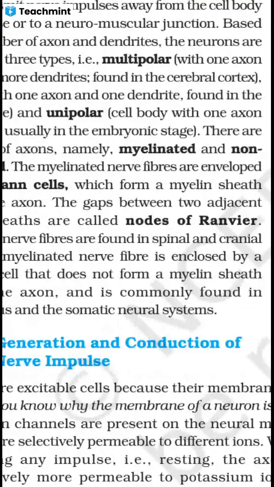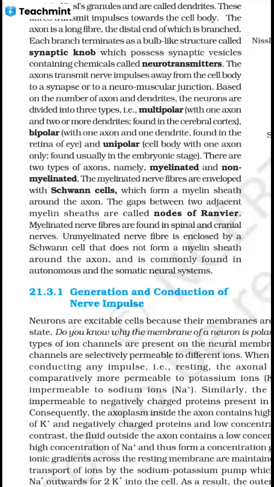Okay, the axon transmits the nerve impulses away from the cell body to a synapse or a neuromuscular junction. Means if axon has to transmit the nerve impulse from the cell body, there are two places it will transmit that signal. First one is your synapse. Synapse is particularly the gap between the two neurons, right? Or a neuromuscular junction, that we read, that is formed by the motor neuron and the muscle fibers, right?